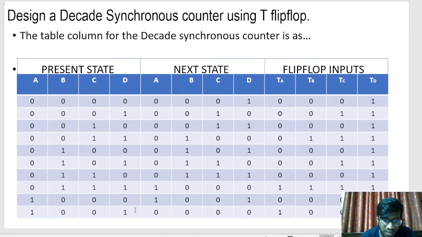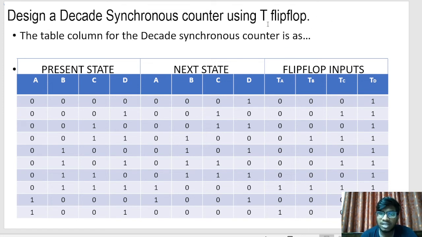0 to 9, almost 10 values are completed. And whenever it comes 9, the next state should be considered as 0. So in that way, the decade synchronous up counter acts. So after representing all the present states and next states, we need to determine the flip-flop inputs.